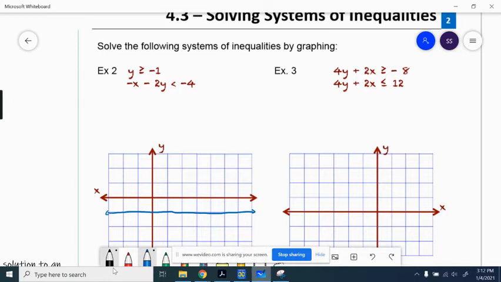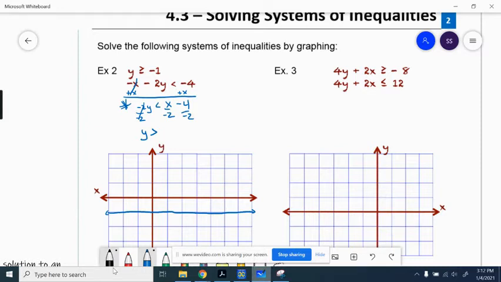Okay, and then the second inequality, I want to get into slope-intercept form. So I'm going to add an x on both sides. And I'm left with -2y is less than x minus 4. And now I divide by -2 on both sides. And I'm left with y is greater than, we need to switch our sign here because we're dividing by a negative to solve.